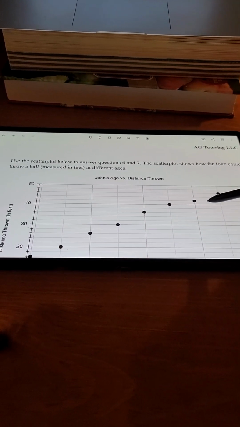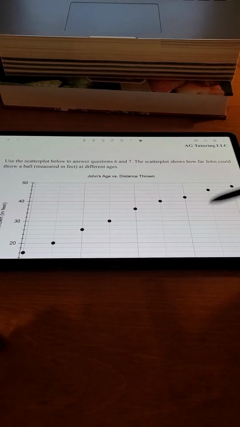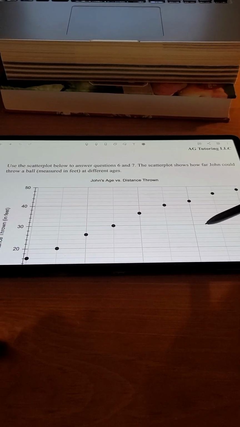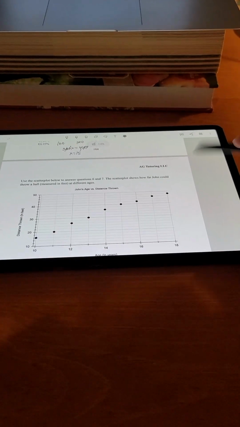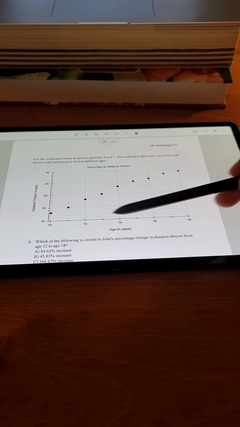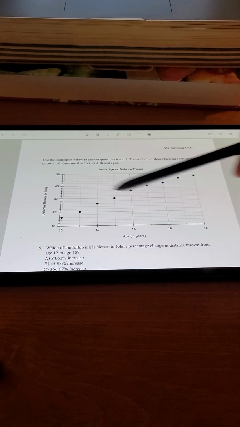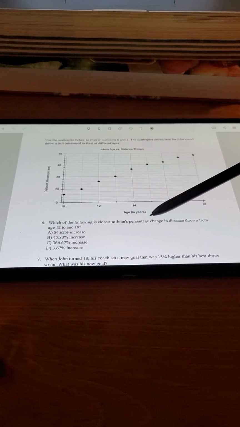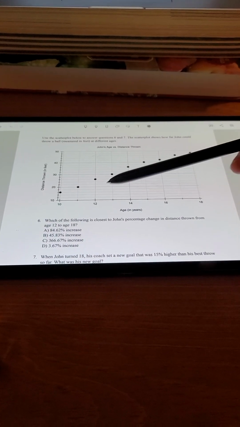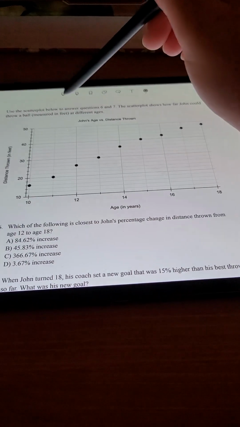Okay, so now we're going to use the scatter plot to answer the next two questions. The scatter plot shows how far John could throw a ball, measured in feet, at different ages. So these are the ages, and this is the distance thrown in feet. Which of the following is closest to John's percent change in distance thrown from age 12 to age 18?